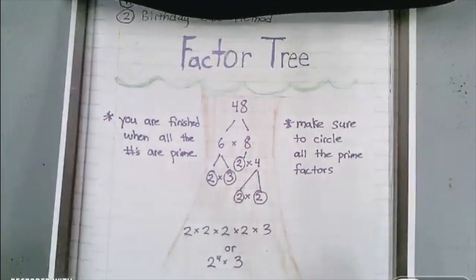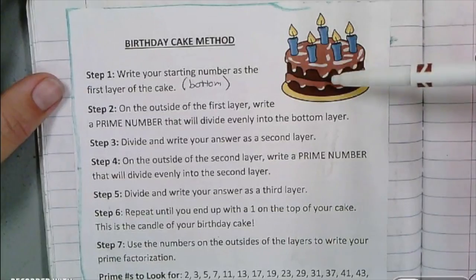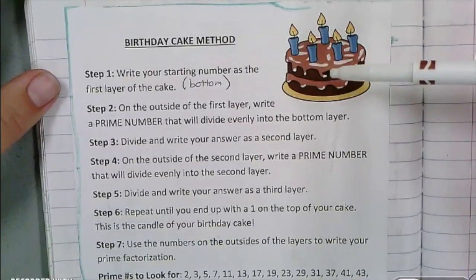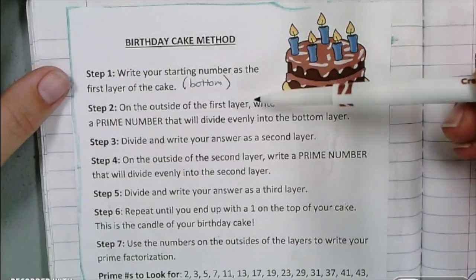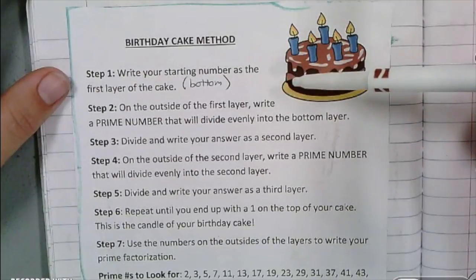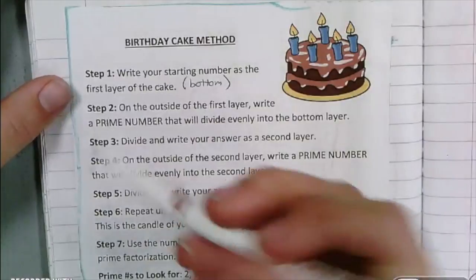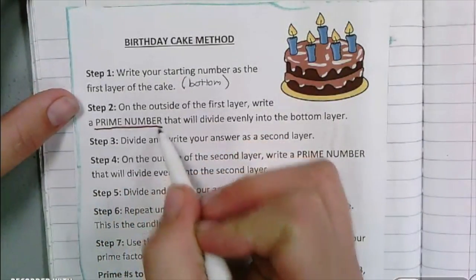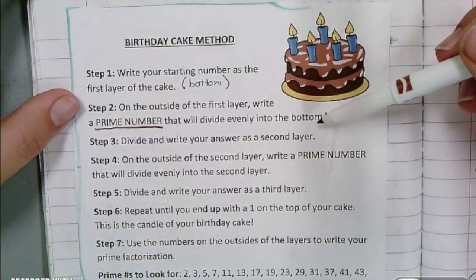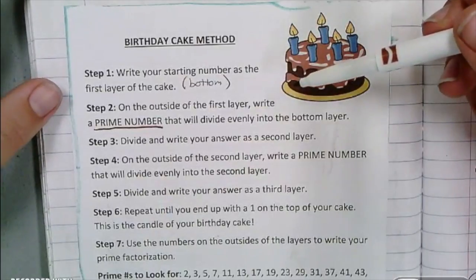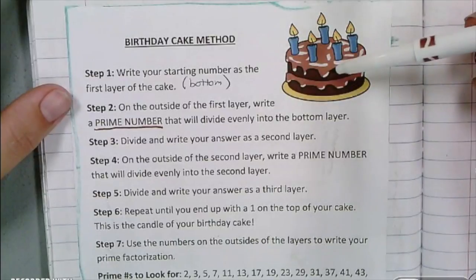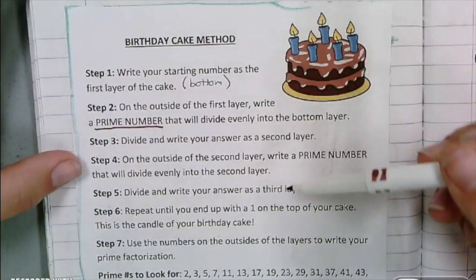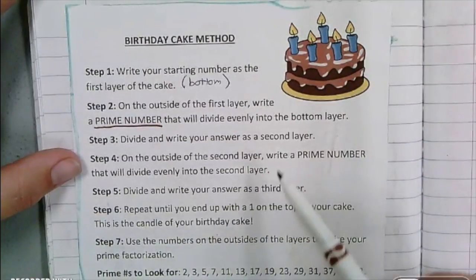There's another method you can use for this, which is kind of fun. For the birthday cake method, it looks like a birthday cake, so the bottom layer, you're going to write your starting number. Then you do a little division sign, and you pick a prime number, that's the key here, that will divide evenly into the bottom layer. So 2, 3, 5, 7. So I'll pick one of those numbers, I divide it out, and then I keep doing the same thing on the way up. All the numbers on the outside are prime.